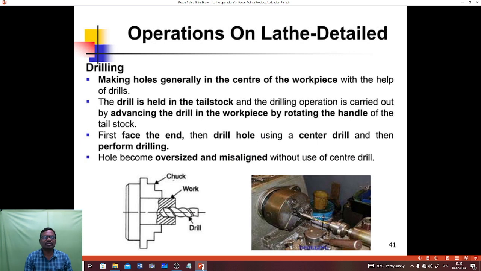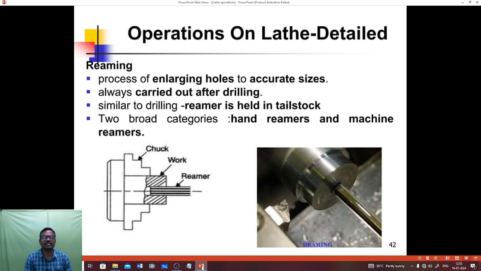Drilling. Making holes generally in the center of workpiece with the help of drills. The drill is held in the tailstock and the drilling operation is carried out by advancing the drill in the workpiece by rotating the handle of the tailstock.